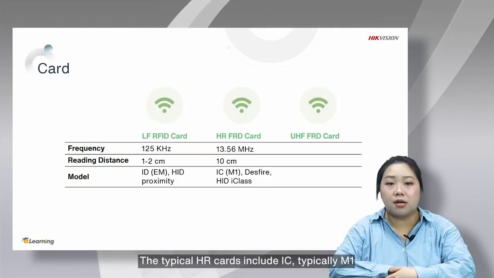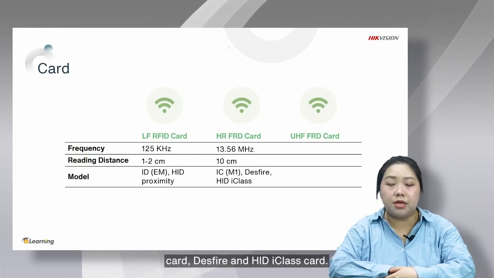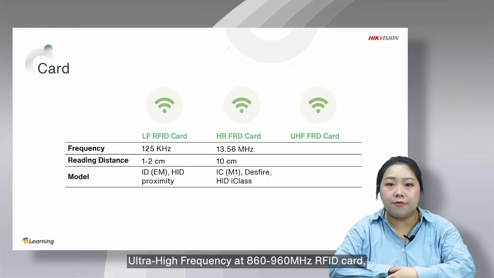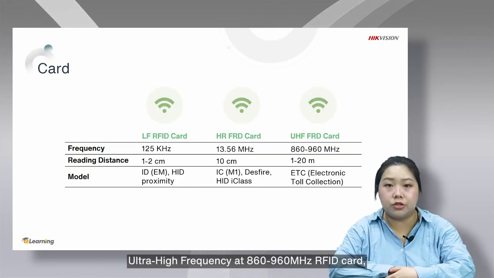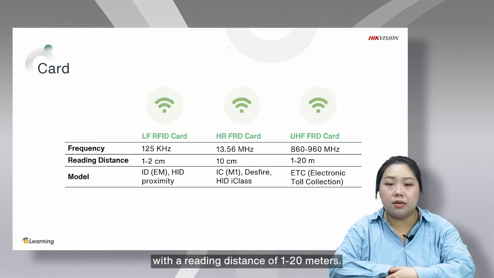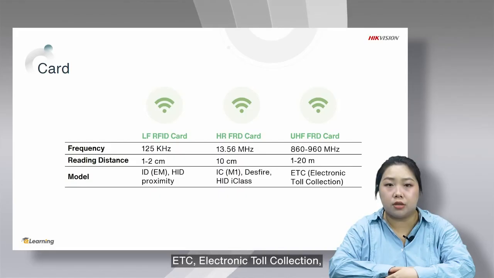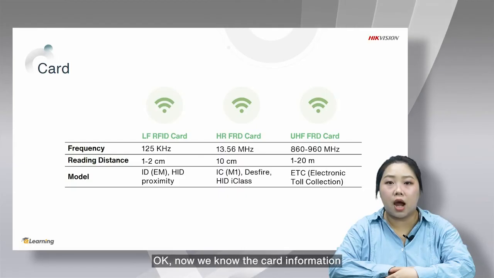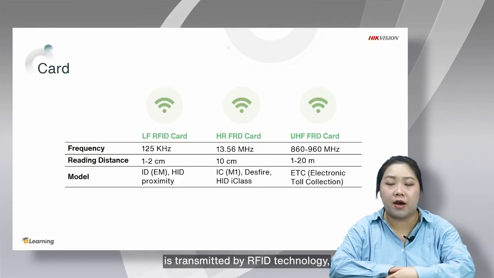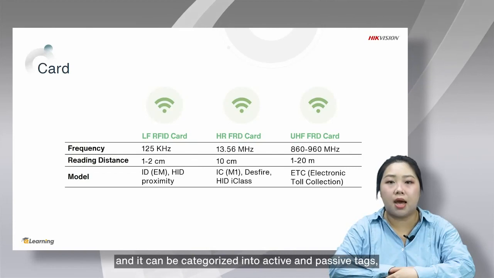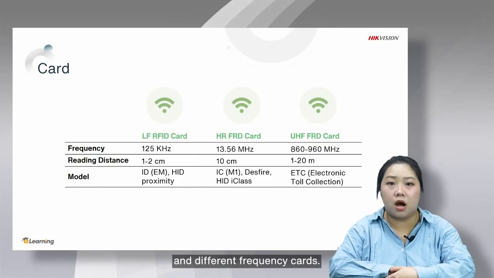The typical HF cards include IC, typically M1 card, DESFire, and HID iCLASS card. Ultra-high frequency at 860 to 960 MHz RFID card with a reading distance of 1 to 20 meters. ETC, electronic toll collection, is a common UHF card. Okay, now we know the card information is transmitted by RFID technology, and it can be categorized into active and passive tags and different frequency cards.